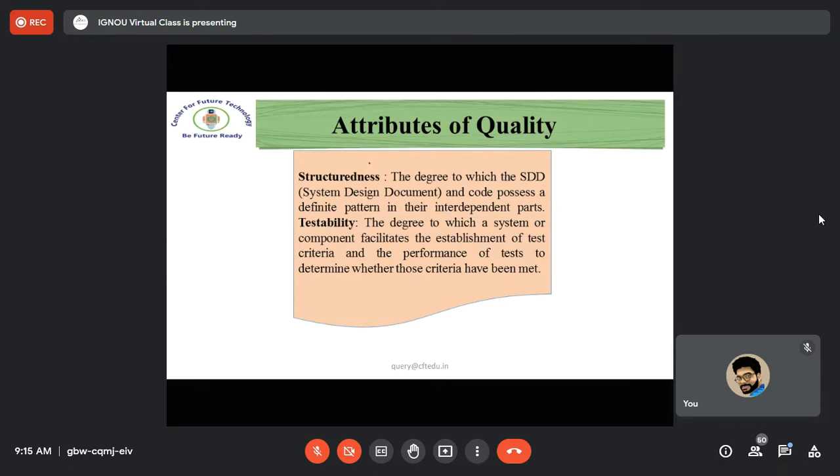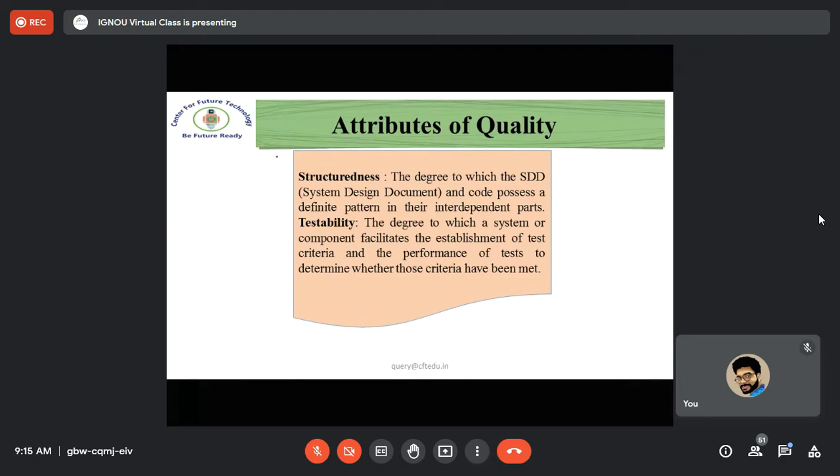Structuredness. Again, structuredness is the core feature of any programming language or any practice of software engineering also. So structuredness means the degree to which the software design documentation and code possess a definite pattern in their independent parts. That means there should be mapping between what was in the SDD document and what has exactly been transformed in the form of the code. So that attribute of the software is called structuredness.